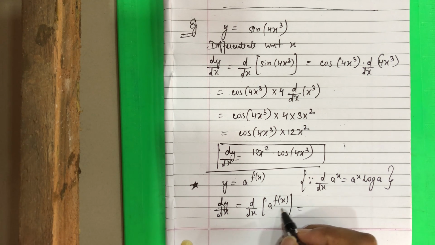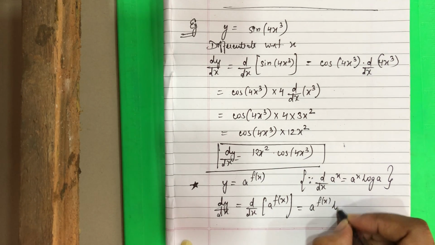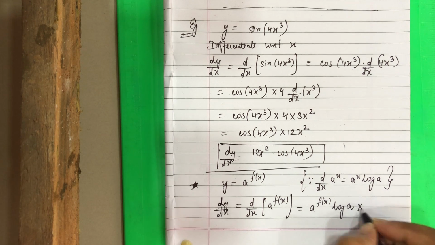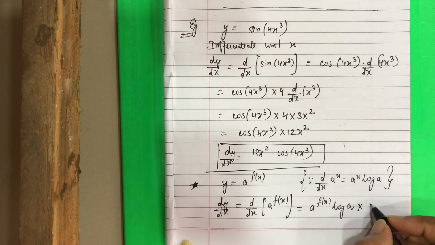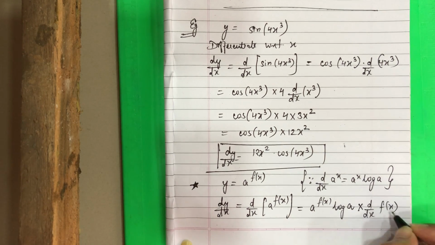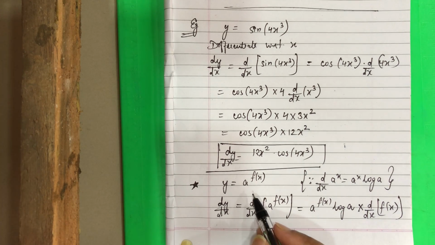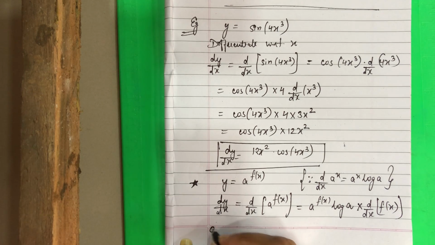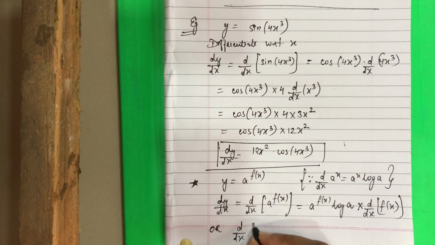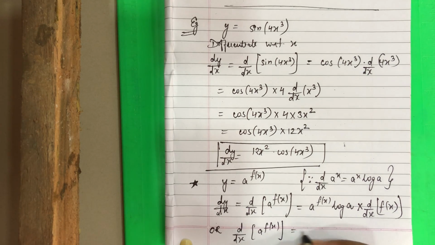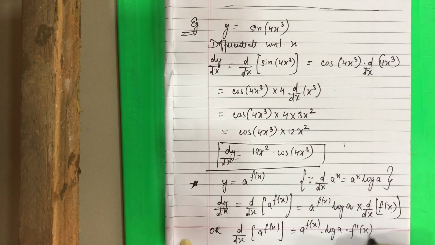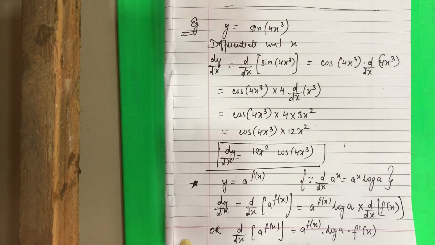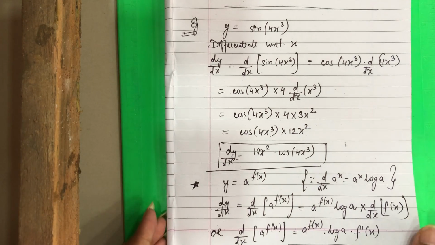This is a composite function. In place of x, here it is fx. Use the same formula, a raised to the power fx log a into, again differentiate this fx because we need to differentiate the function. So d by dx of fx. Or we can write down this formula as d by dx of a raised to the power fx is equal to a raised to the power fx into log a into f dash x. Understood?